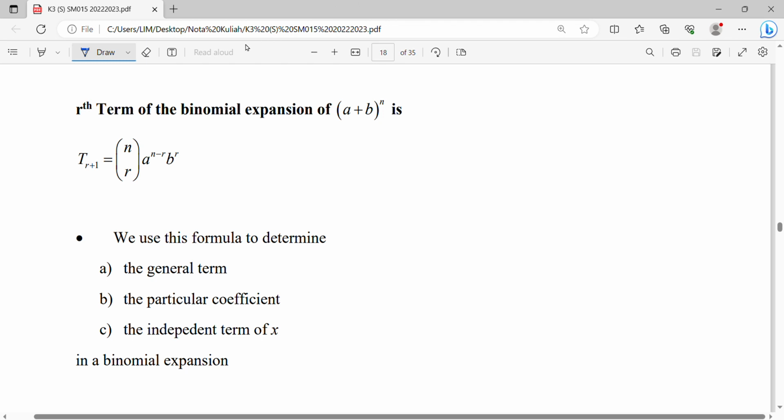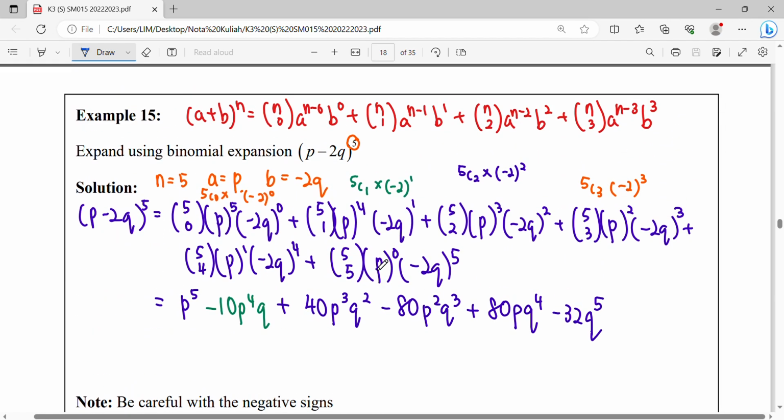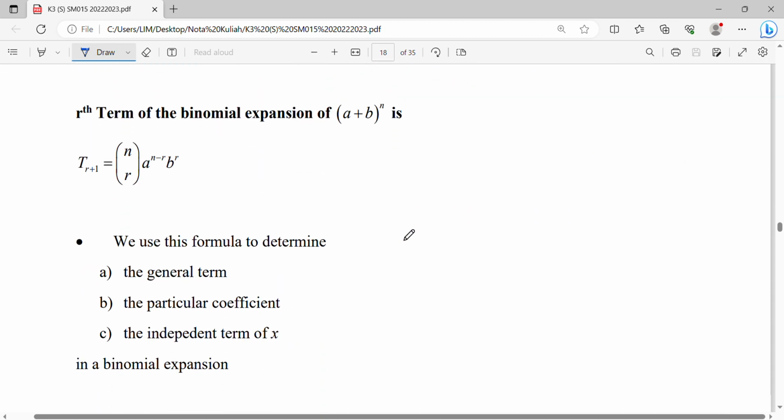So for the next concept, we are going to discuss the general term of the binomial expansion. Normally, if we use the formula here, we expand all the terms: the first term, second term, third term, fourth term, the fifth term, and the last term here. Sometimes we don't need to expand all when we want a certain term only.